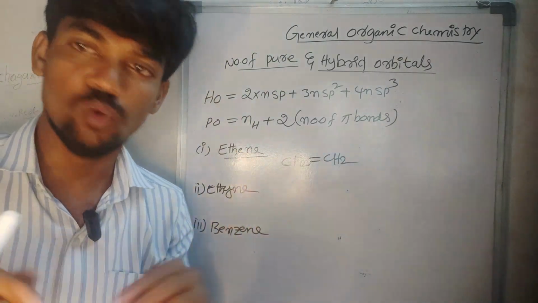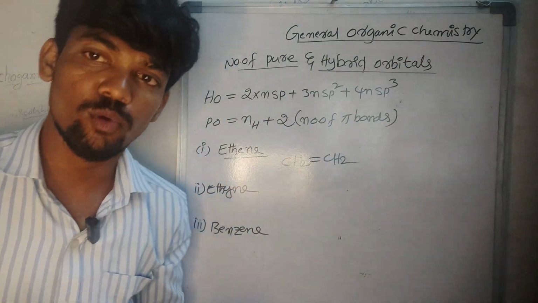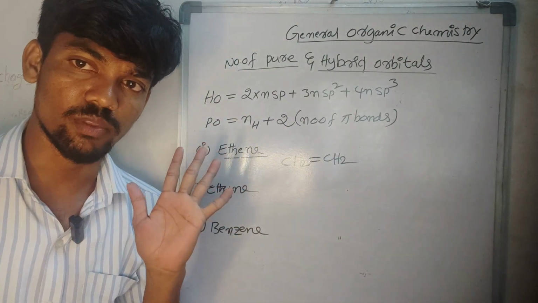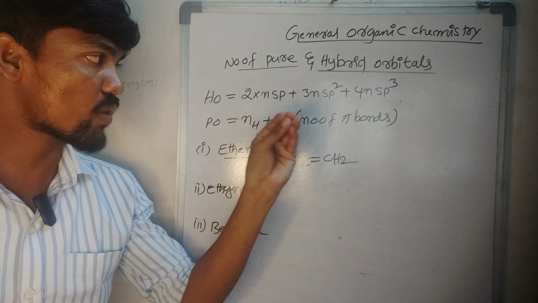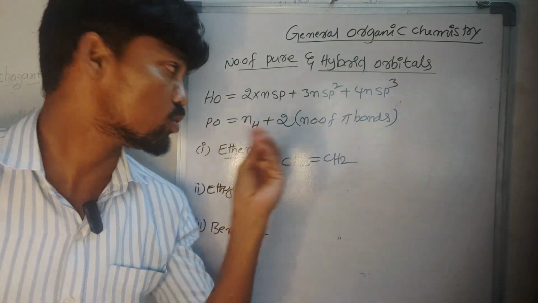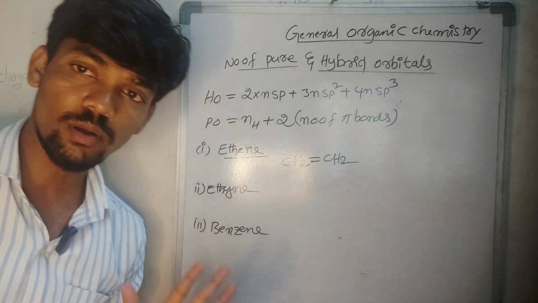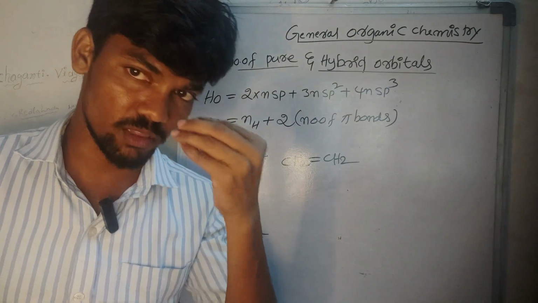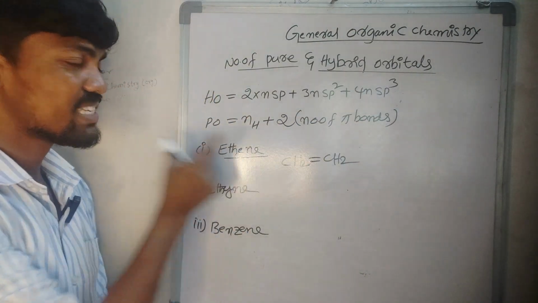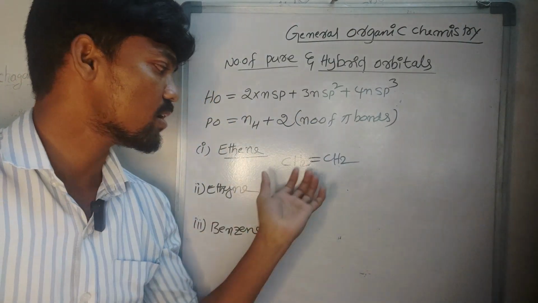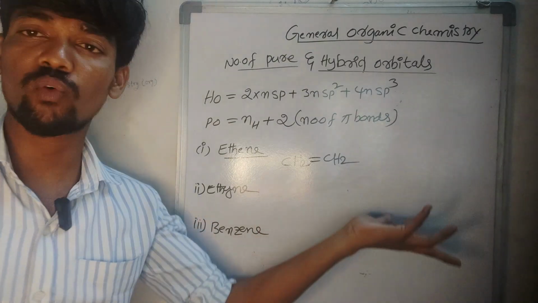I already told you how to find the number of pi bonds. You have to multiply the number of pi bonds by 2 and add the number of hydrogens present in the molecule. So, this is ethene. Ethene means C2H4.